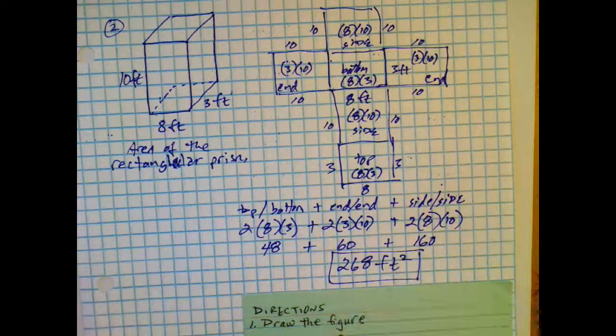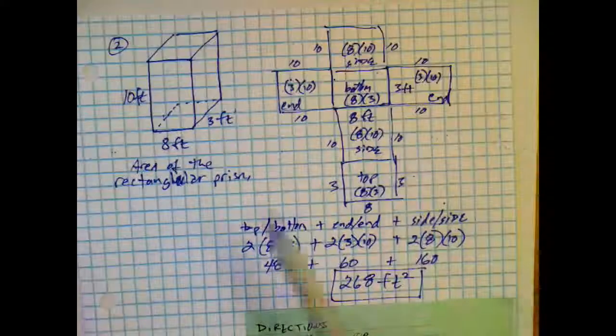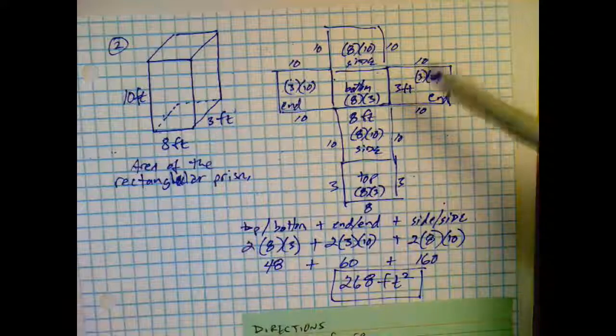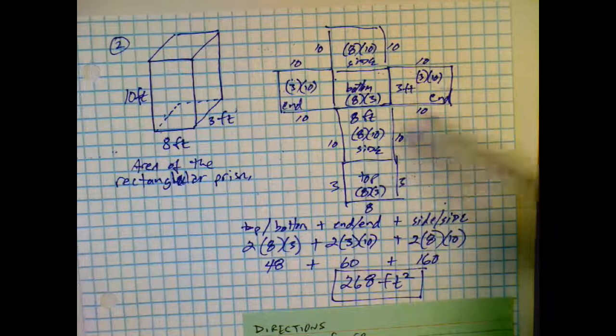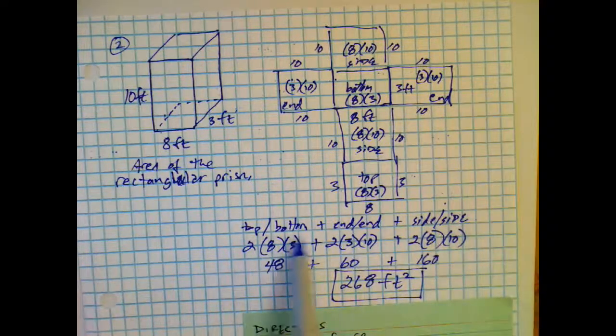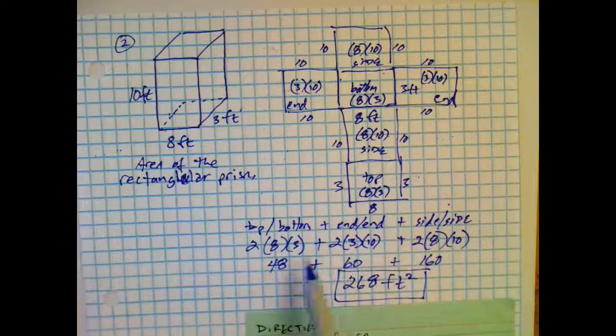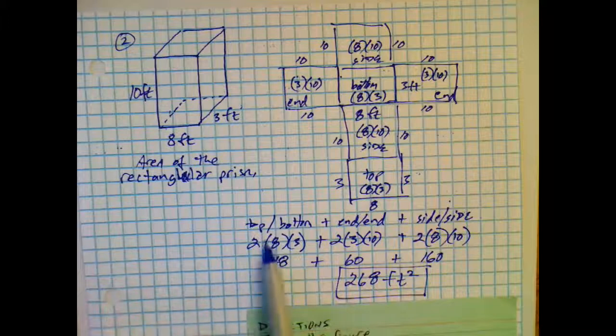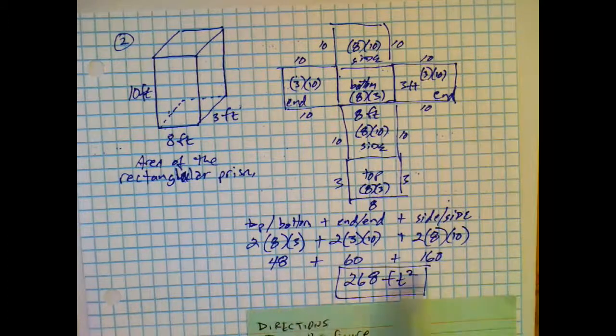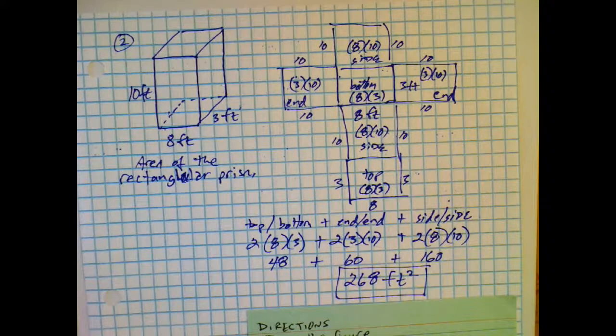I'll box my answer. But there you go. We drew the figure, we labeled its sides, we drew a net and labeled its edges. We wrote an expression in words to make sure we had all the sides. We wrote the values for each side, and we calculated and got 268 feet squared.